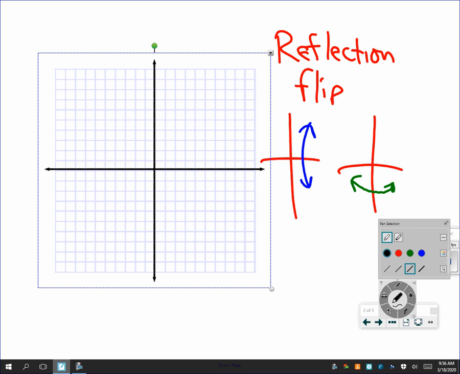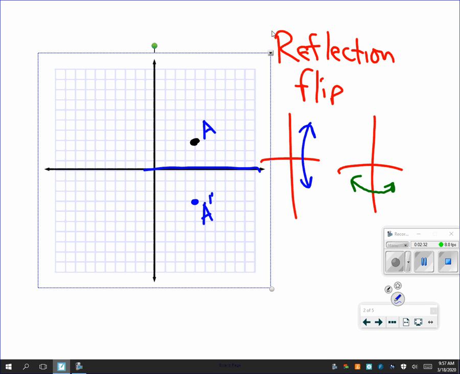So, for example, if I have a point here and I want to reflect across the x-axis, look at how far I am from my line of reflection. In this case, I'm going to use blue here, same color. This point is 1, 2, 3 away, so that means this side is 1, 2, 3 away. And that's point A reflected over the x-axis.